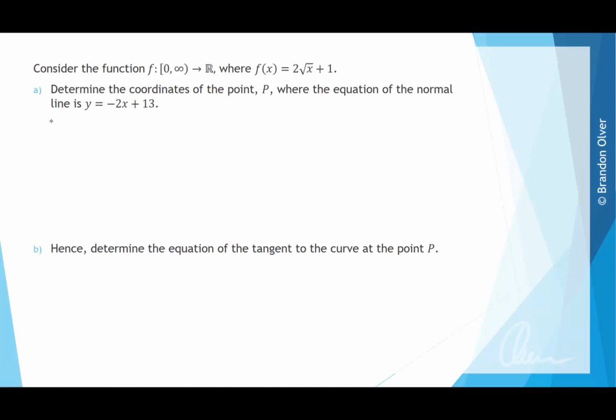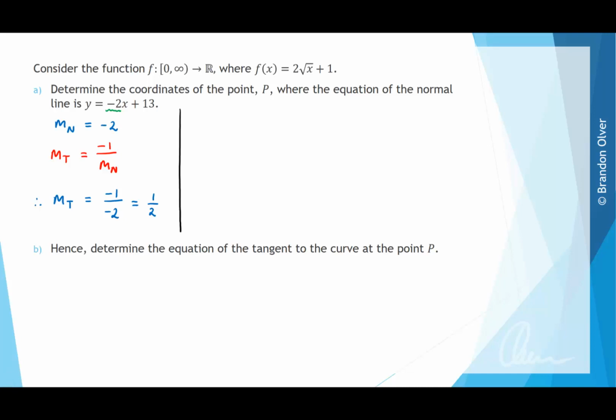So the first thing we can identify is that the gradient of the normal is equal to negative 2, because that's the coefficient of x in the normal line. And we know that the gradient of the tangent is related to the gradient of the normal. If we're given the gradient of the normal, we can find the gradient of the tangent as being negative 1 divided by the gradient of the normal line. Therefore, the gradient of the tangent is equal to negative 1 divided by negative 2, which is equal to positive 1/2. Next, we need to find the x value that has a gradient of the tangent being 1/2.